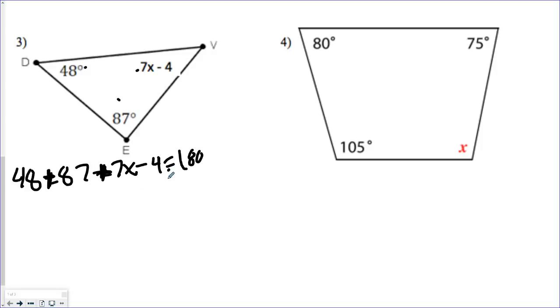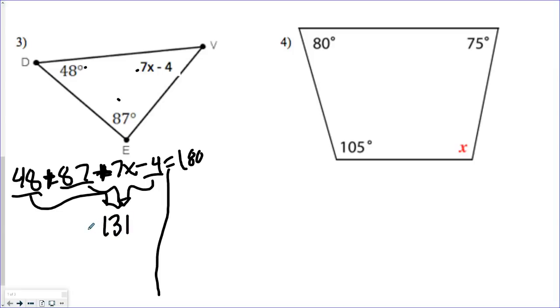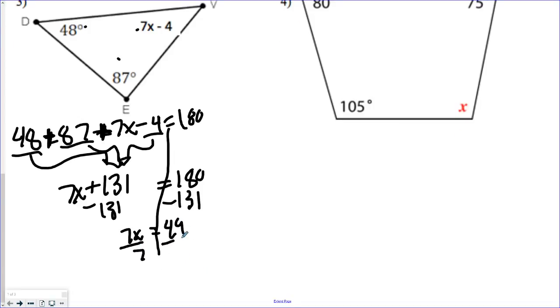So I'm going to use this as an equation, set it up, and solve. The first thing I want to do is combine all my like terms. In this case, 48, 87, and minus 4. Those are all non-variable terms, so I can put them all together. 48 plus 87 minus 4 gives me a grand total of 131. Bring down my positive 7x, my equals, and my 180. Now there's nothing more for me to combine, so now I start solving. I'm going to subtract 131 from both sides to get my 7x more alone. I get 49 here. And then I divide by 7 on both sides, and I get x equals 7.